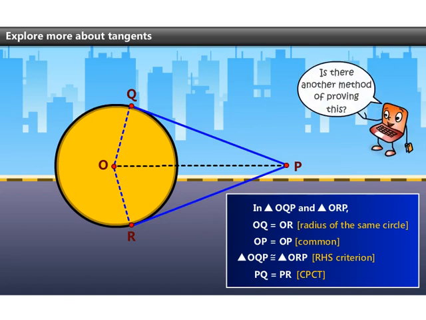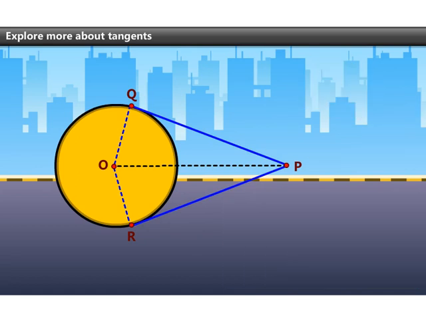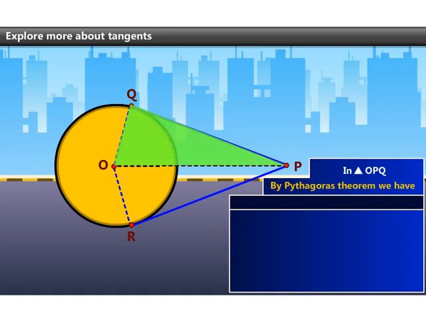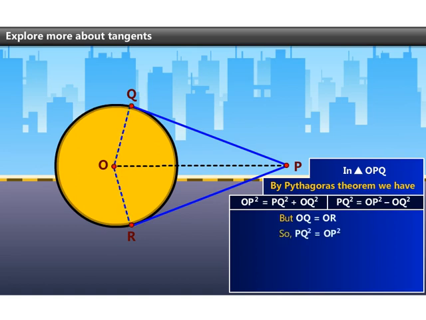Is there another method of proving this? Yes, it can be proved using Pythagoras theorem. By applying Pythagoras theorem to triangle OPQ, we get OP square is equal to PQ square plus OQ square. PQ square is equal to OP square minus OQ square. But OQ is equal to OR. So, PQ square is equal to OP square minus OR square. But PR square is equal to OP square minus OR square. Therefore, PQ square is equal to PR square, which implies PQ is equal to PR.